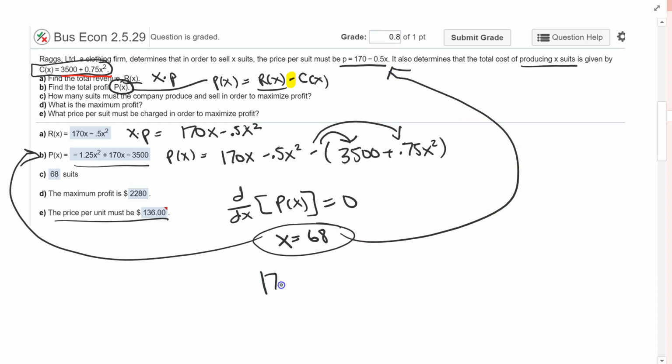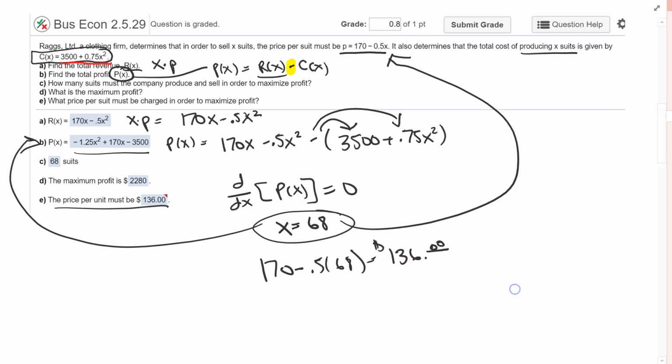So 170 minus 0.5 times 68, which would give us $136. So the suit would then be priced at $136.